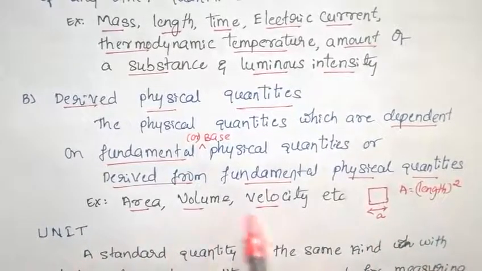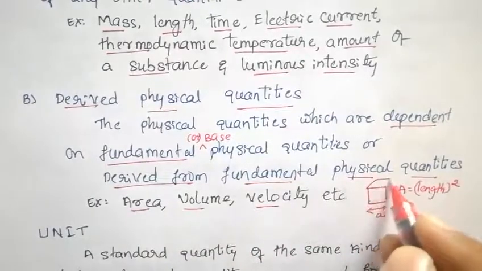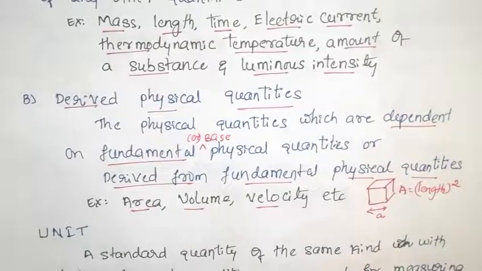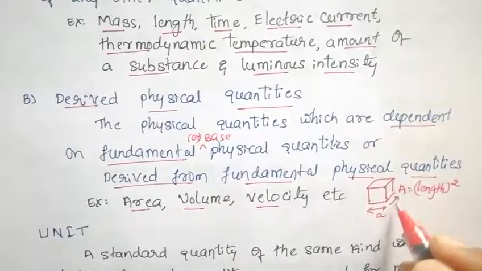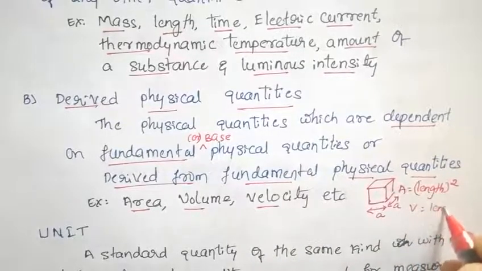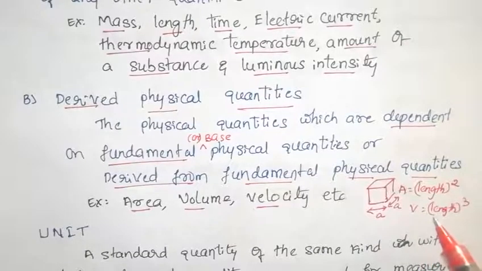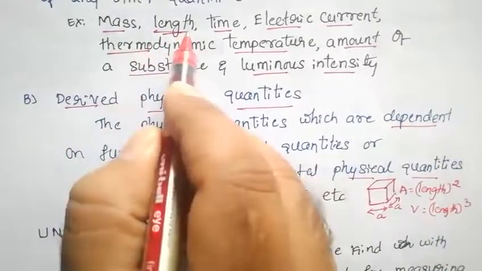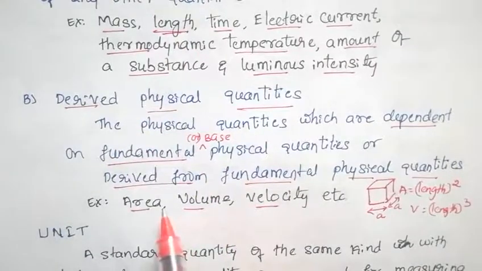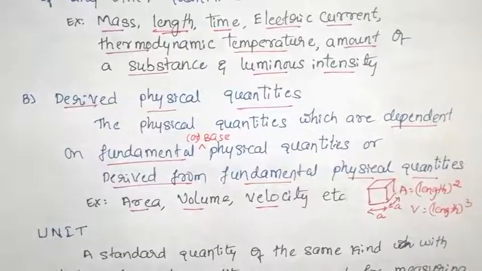Volume is the same type. If I want to find the volume, if I take a cube, and let me take the side as A, then volume is given by what now? Length cube. So length is what now? A fundamental quantity, right? Yes or no? Length is a fundamental quantity. So if you multiply length 3 times, you get the volume of a given cube. So it can be written in the form of fundamental physical quantities, what we call derived physical quantities.